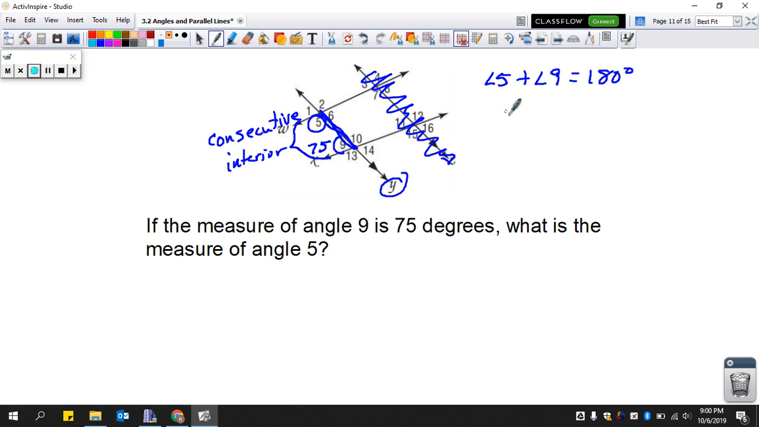We know that angle 9 is 75 degrees, so we know that angle 5 plus 75 is equal to 180. And then to solve for angle 5, we subtract 75 from both sides. We end up that angle 5 is equal to 105 degrees. All right? And that sort of makes sense because you can see angle 9 is an acute angle and angle 5 is an obtuse angle, so that would make sense.